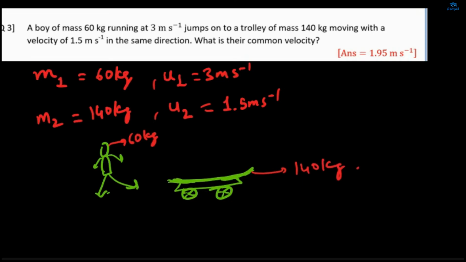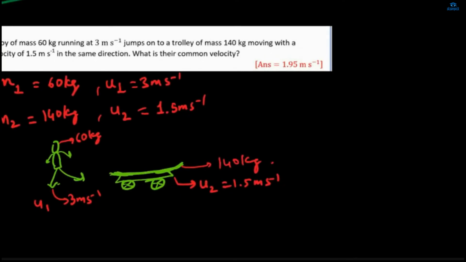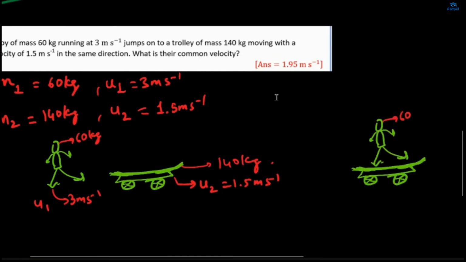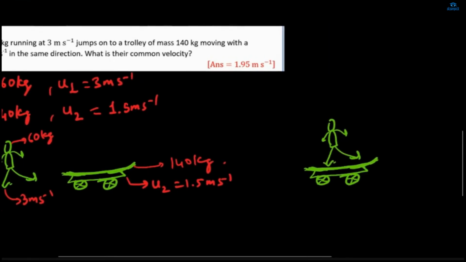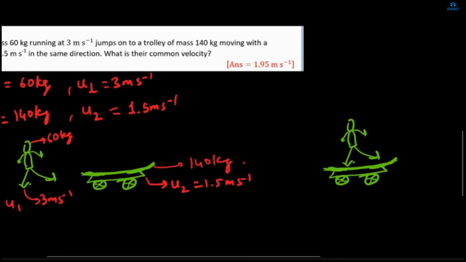Okay, and then u1 means the velocity of the boy. He is running with the velocity of 3 meter per second, this is u1, and the trolley is also moving with an initial velocity of 1.5 meter per second. When this boy, after running, comes over this cart, what will be the combined velocity?